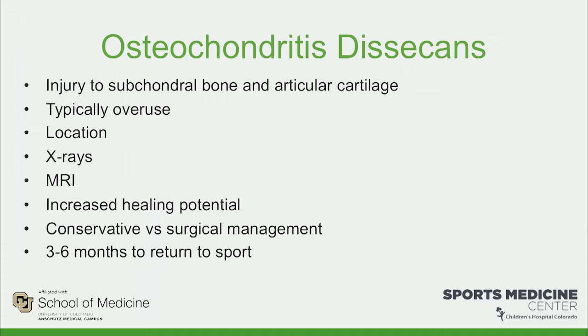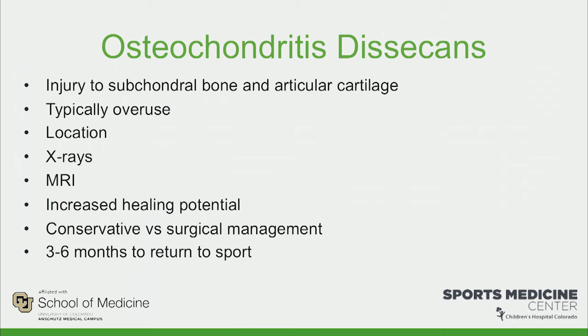So osteochondritis dissecans, typically an overuse injury, but they may present with an acute injury, and then you'll find the OCD there. This is injury to the subchondral bone in the cartilage. Most of the time, it is on the lateral aspect of the medial femoral condyle. That's about 70 to 80% of the time. So that leaves 20 to 30% where there are other places.